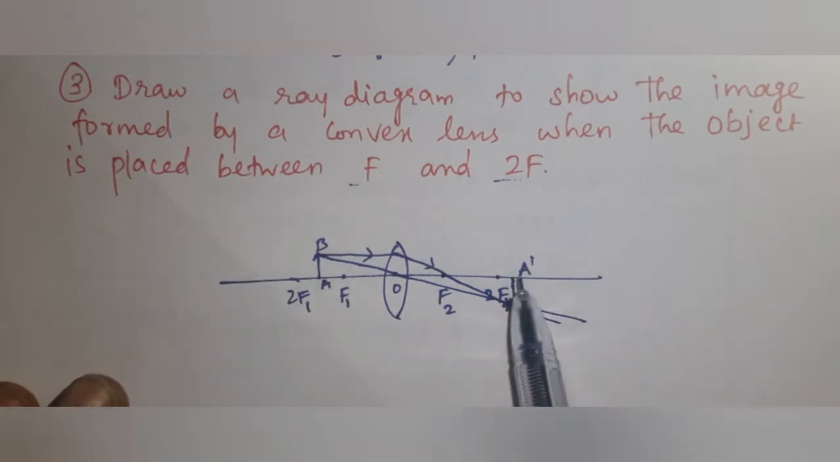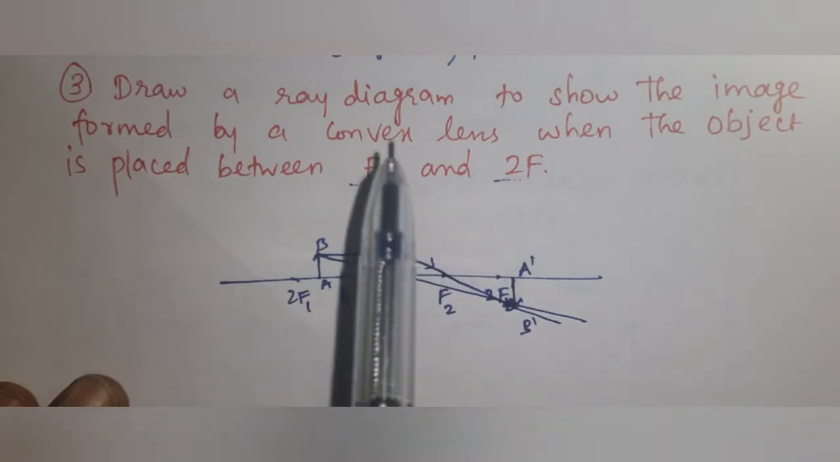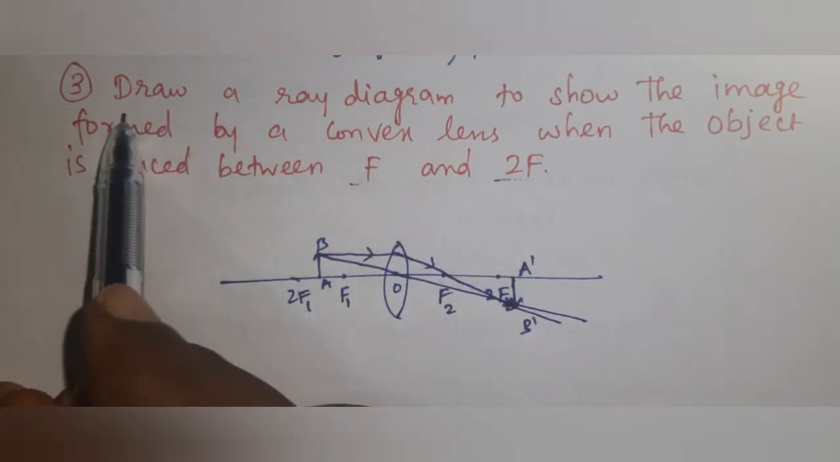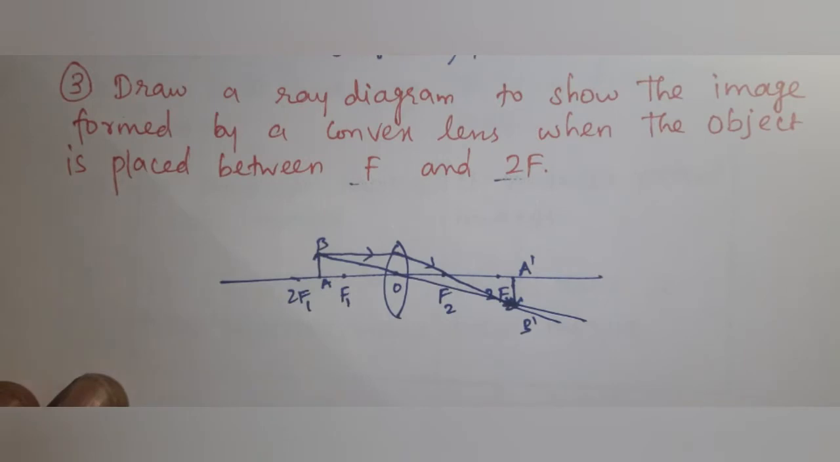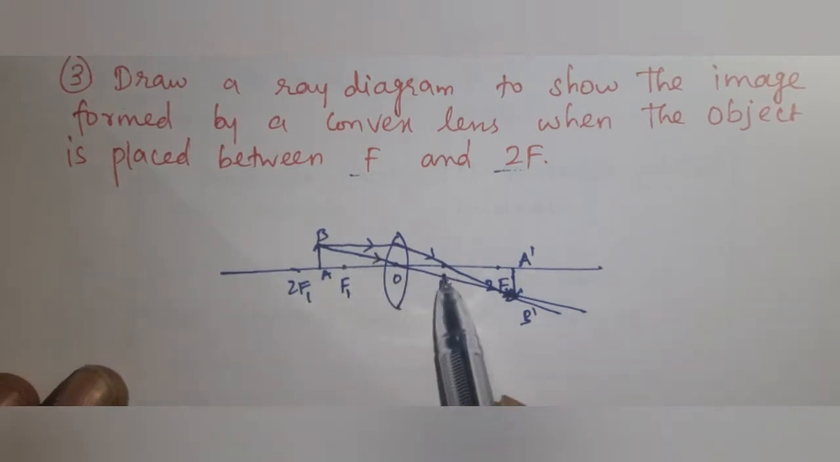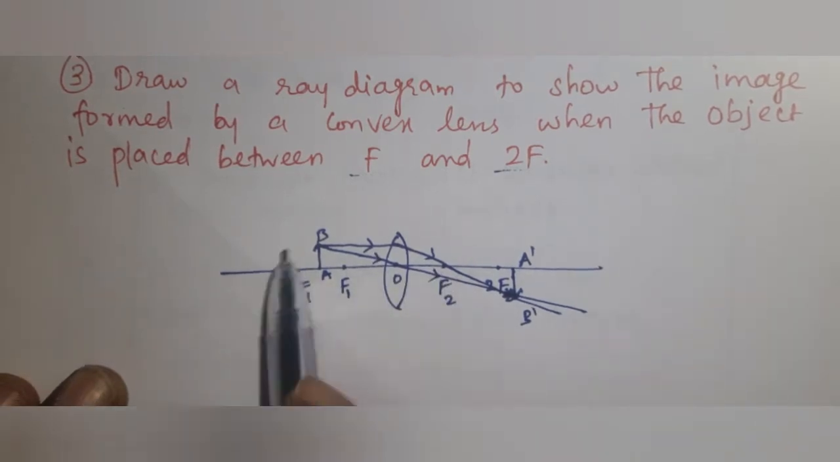We can draw only the ray diagram. That's enough according to the question. We must use arrow marks for the rays.